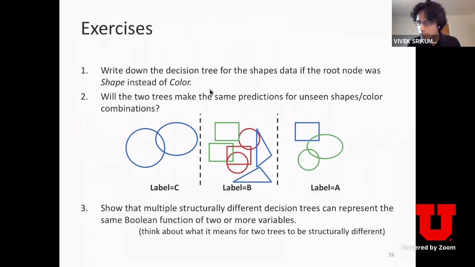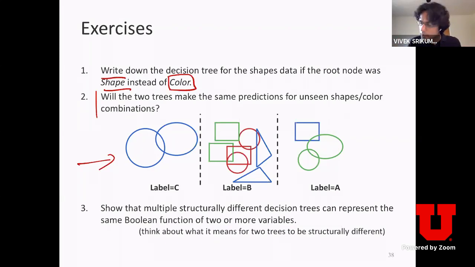You write down the decision tree for this exact data. We saw the example where color was the root. I want you to write it with shape as the root, just build a tree by hand. And then think about whether these two trees will always make the same predictions for examples that were not seen. In fact, try to come up with an example where these two trees, the one rooted with shape and the one rooted at color, would disagree with each other.